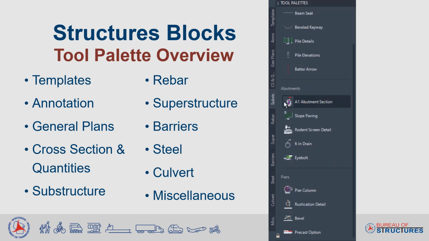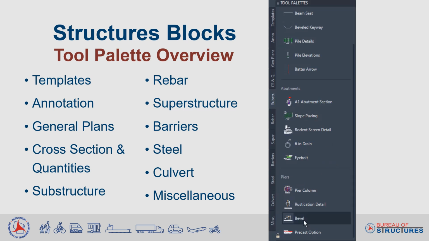There is a pretty complex block that shows the A1 abutment section, and that's highly dynamic, so you can edit the attributes and the properties to fit basically any type of A1 abutment. And then same with the slope paving. This block works for MSE walls and different types of paving that you can select.